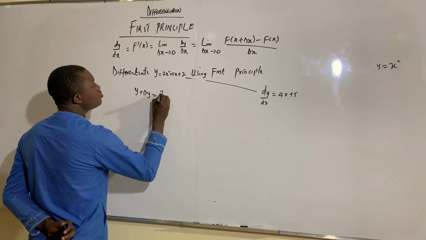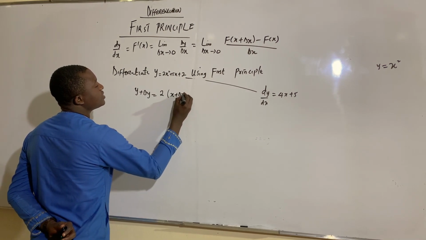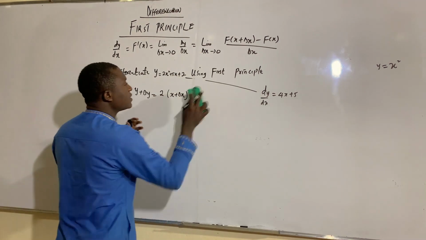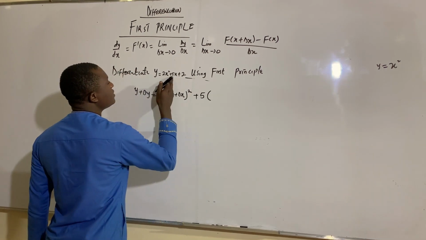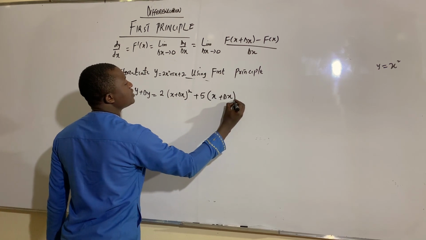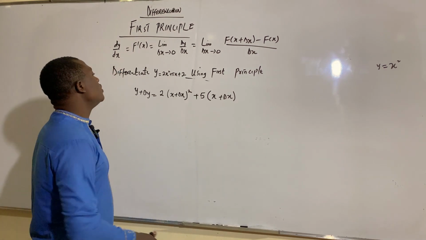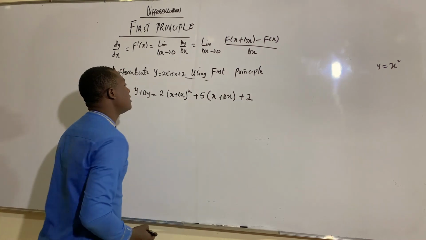So here we have 2. So this is my x. It will become x plus changing x all square, because we have square there. Then plus 5. This is the other one too. And we have x plus changing x. You know, it depends. Even if you have them like 5 places, you'll be placing them. Then you can see this one doesn't have any x. Then plus 2.